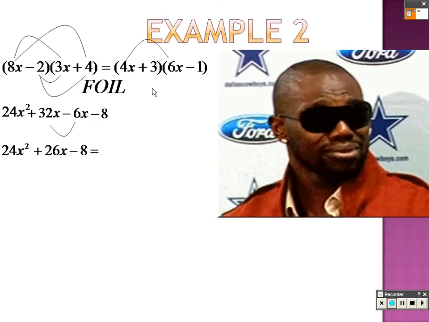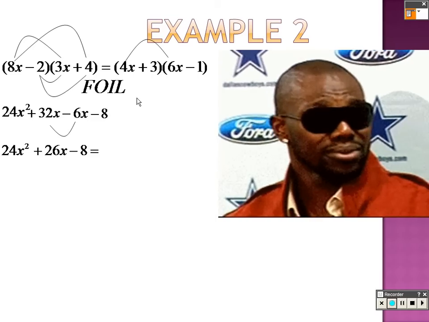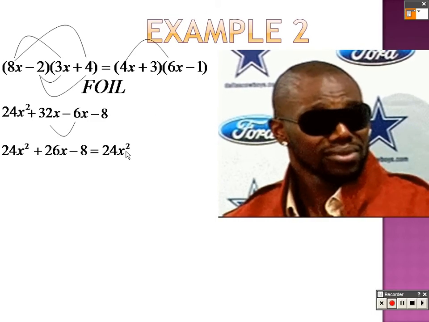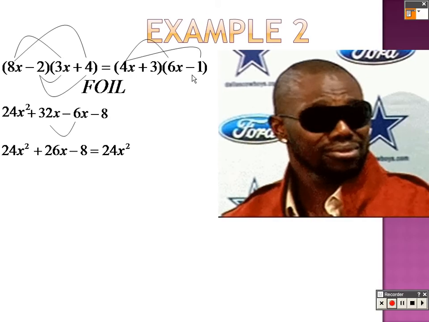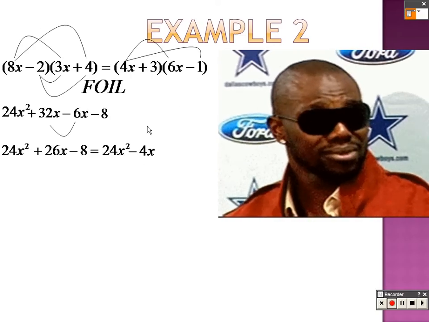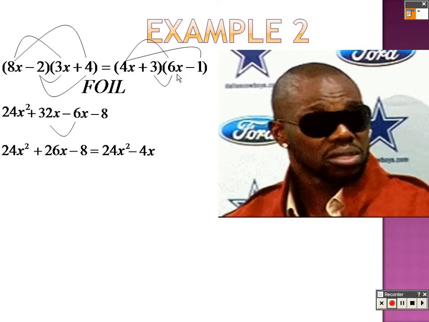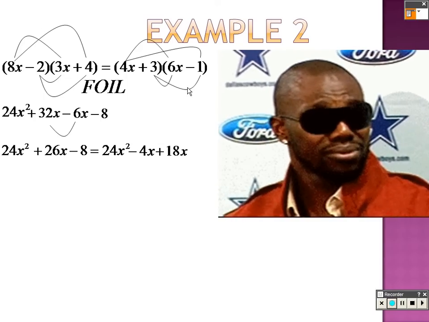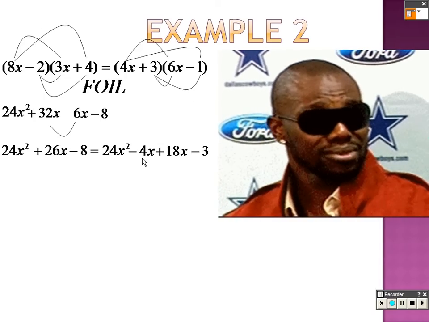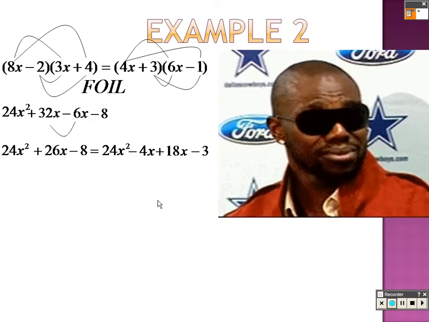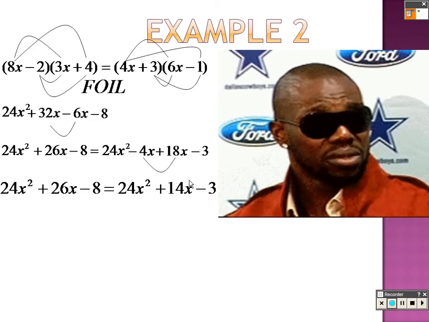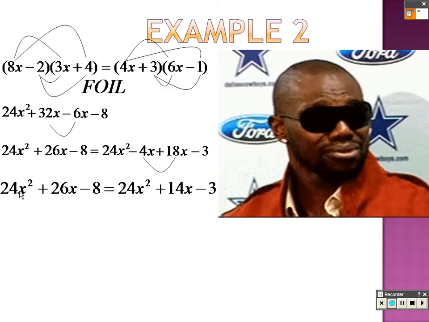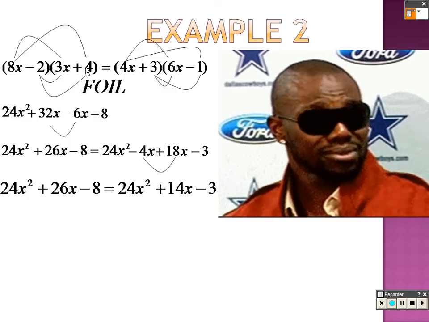But now I need to FOIL this side. 4x times 6x, 4 times 6 is 24. x times x is x squared. 4x times a negative 1 is a negative 4x. 3 times the 6x is 18x. 3 times negative 1 is negative 3. Once again, I combine my like terms, negative 4 plus 18, so I end up having a 14x on this side. Now this is everything FOILed out.